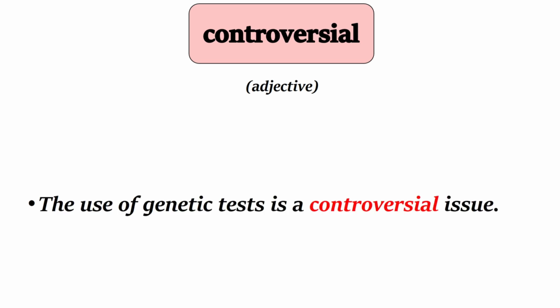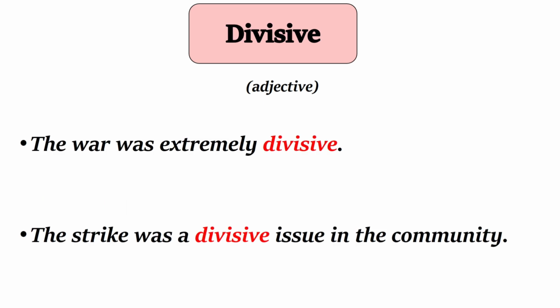Controversial. It is an adjective and means causing a lot of disagreement among people with strongly opposing opinions being expressed in a newspaper or book. For example, the use of genetic tests is a controversial issue. Divisive. It is an adjective and means causing argument between people and forming opposing groups. Examples: the war was extremely divisive. The strike was a divisive issue in the community.